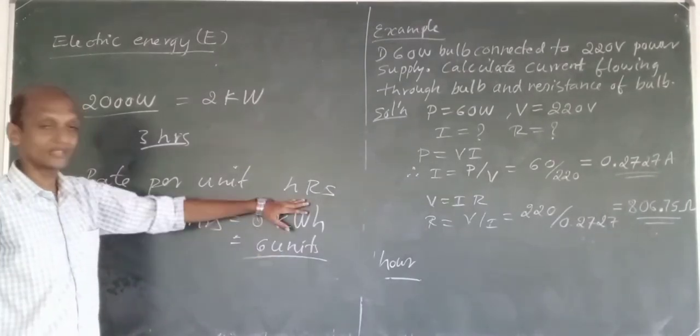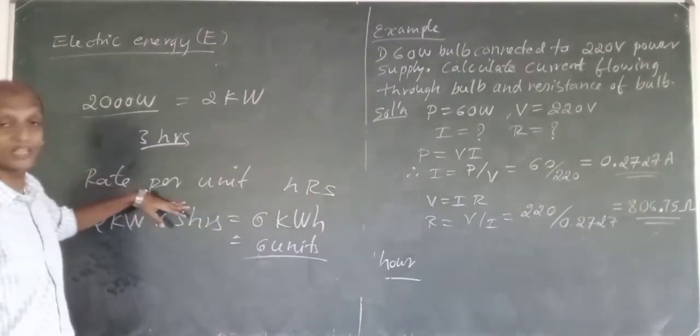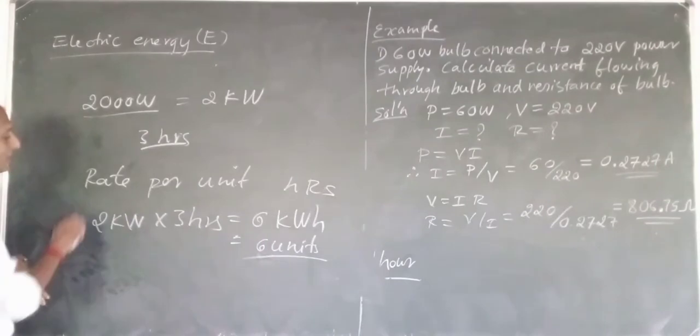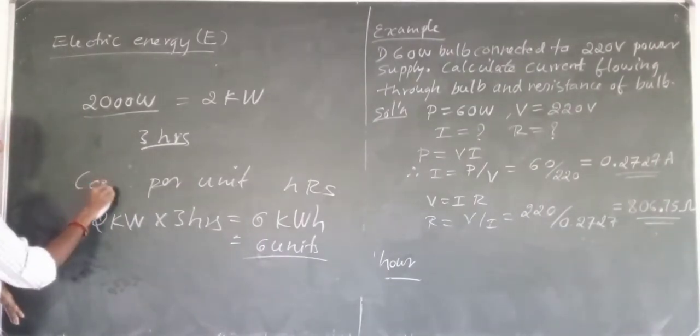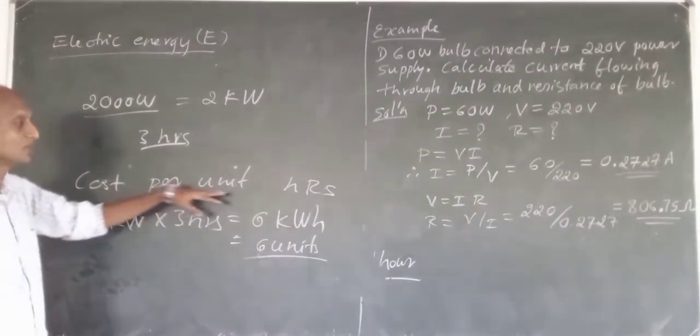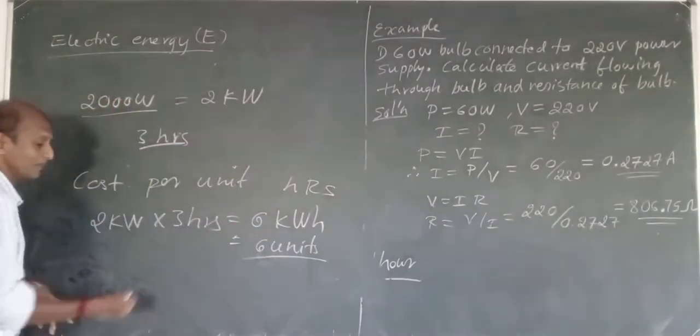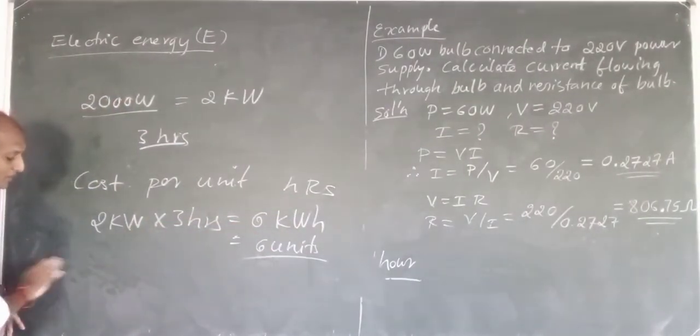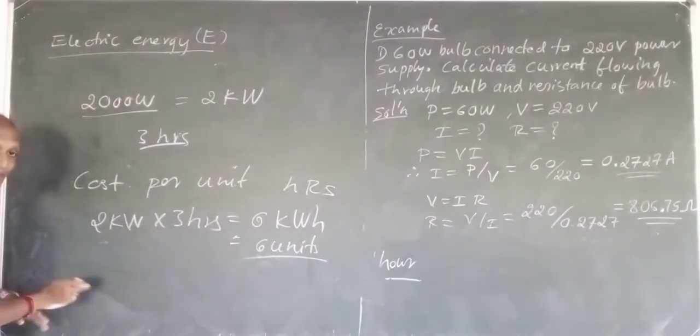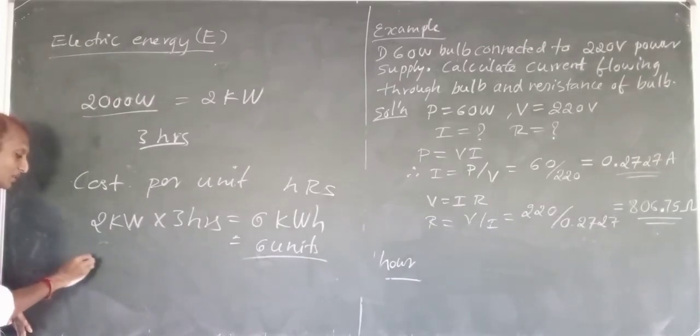Now, what is the rate per unit, or cost per unit? Cost per unit is 4 rupees. So my bill will be equal to the total energy consumption bill, or total price.